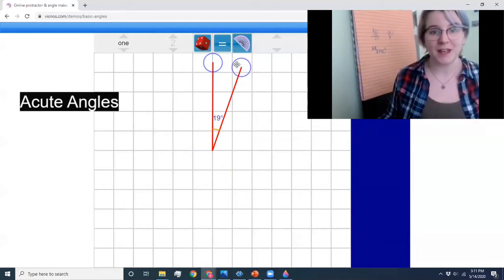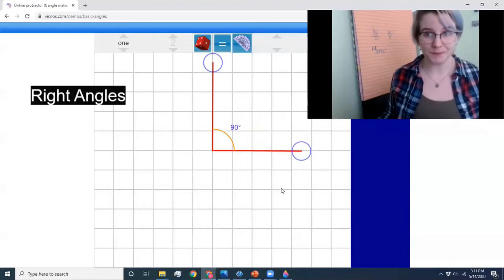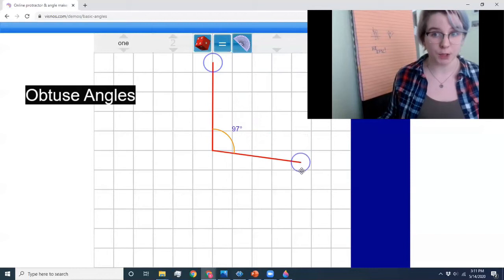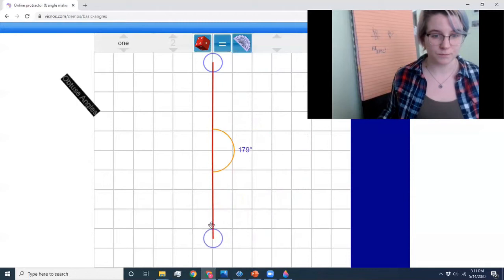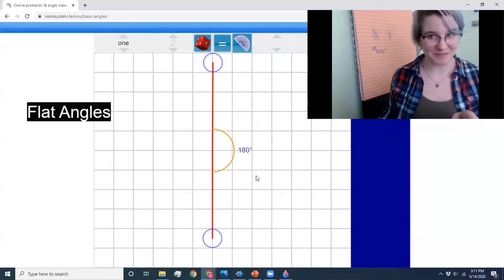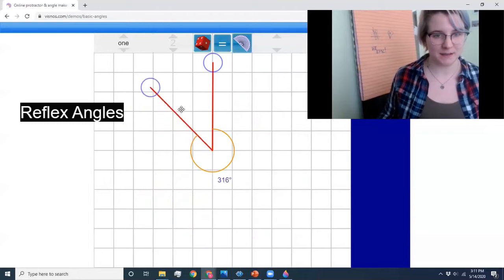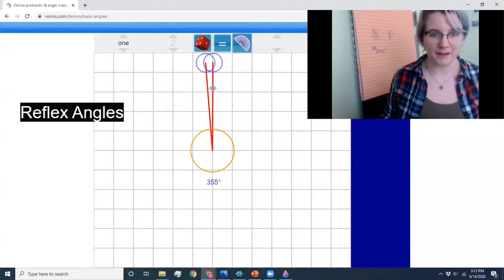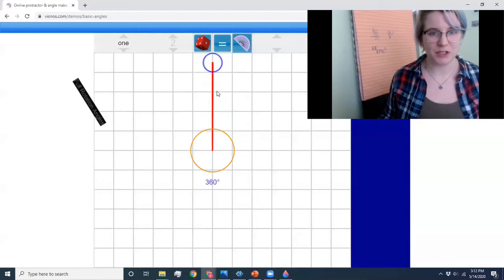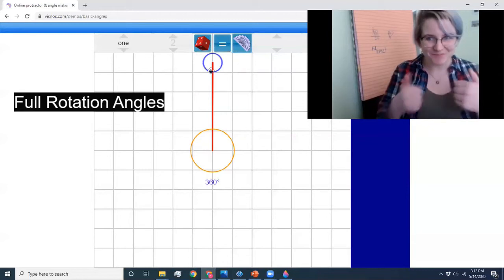So, to review: acute, right, obtuse, flat, and reflex, all the way to a full rotation angle. Does that make sense? Awesome.